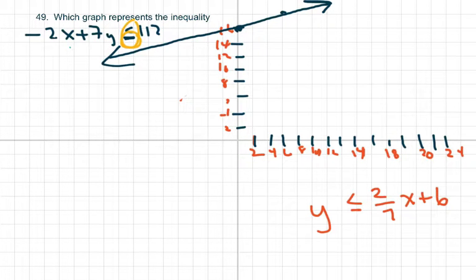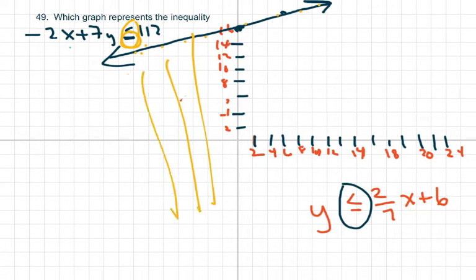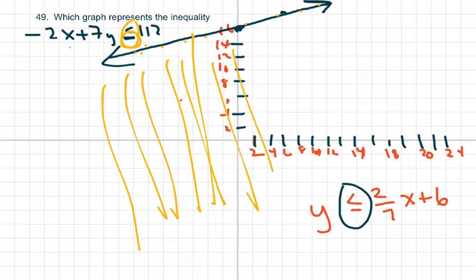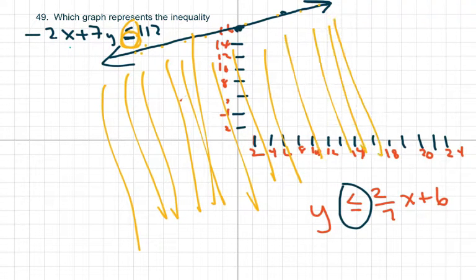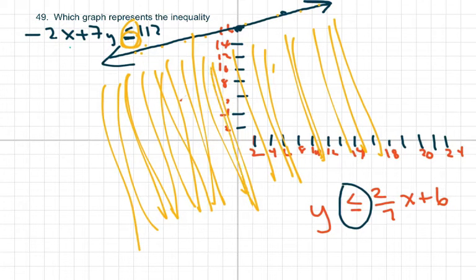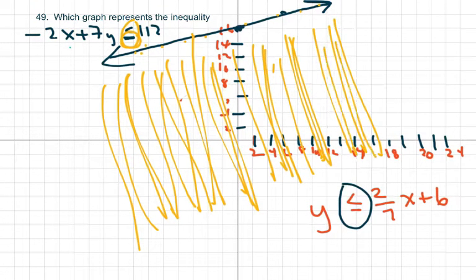Now, this says less than. And if that says less than, what you do is you put your pen anywhere on this line. Anywhere. And since it's less than, you draw down. That's the part you shade. Or you could just use a calculator. Let your Algebra 1 teacher help you with that. All right. So the answer is C.